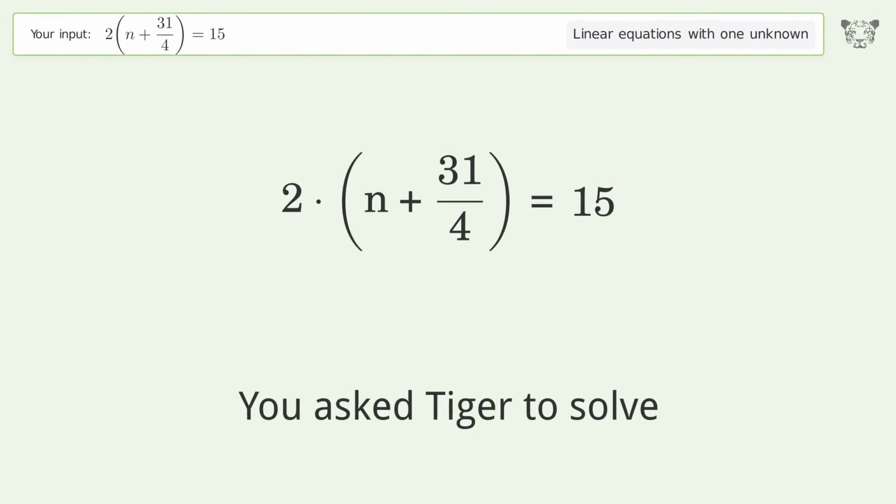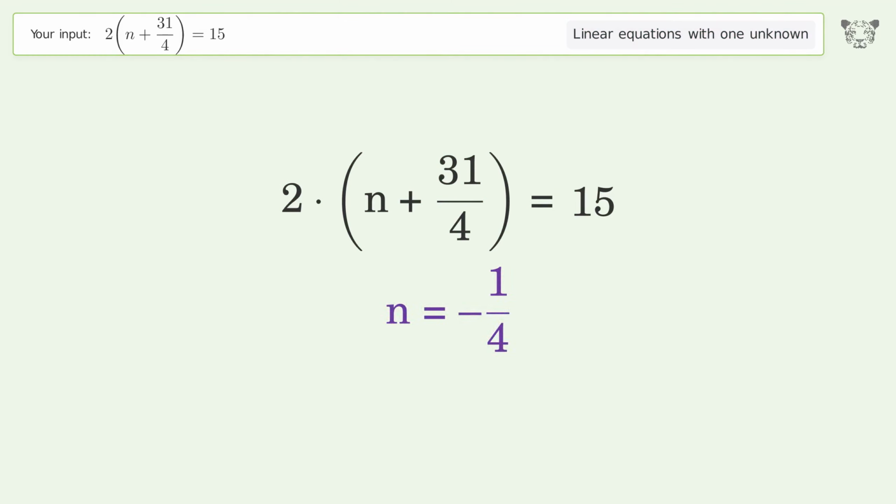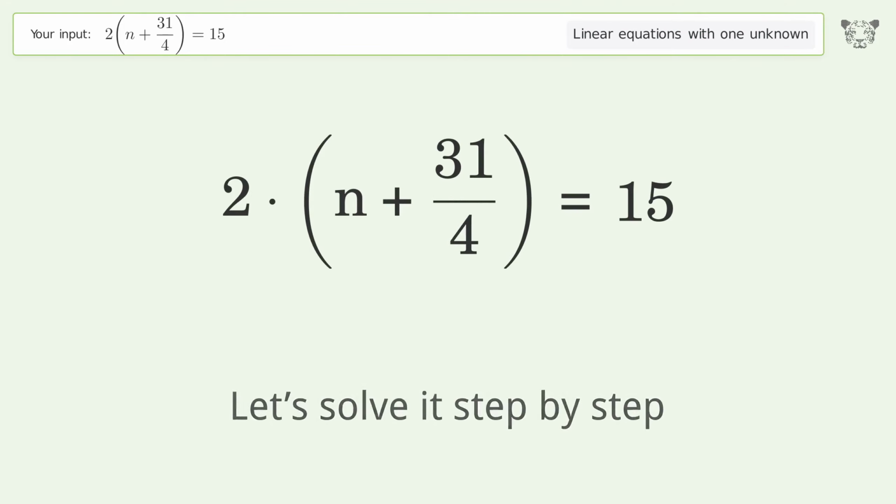You ask Tiger to solve this. This deals with linear equations with one unknown. The final result is n equals -1/4. Let's solve it step by step.